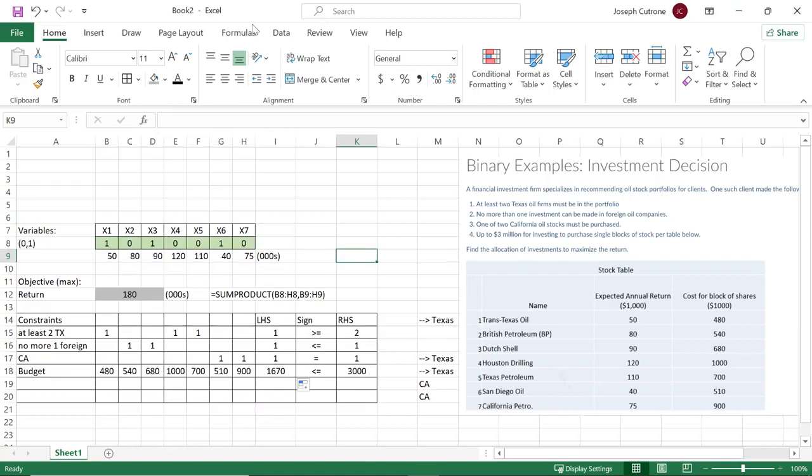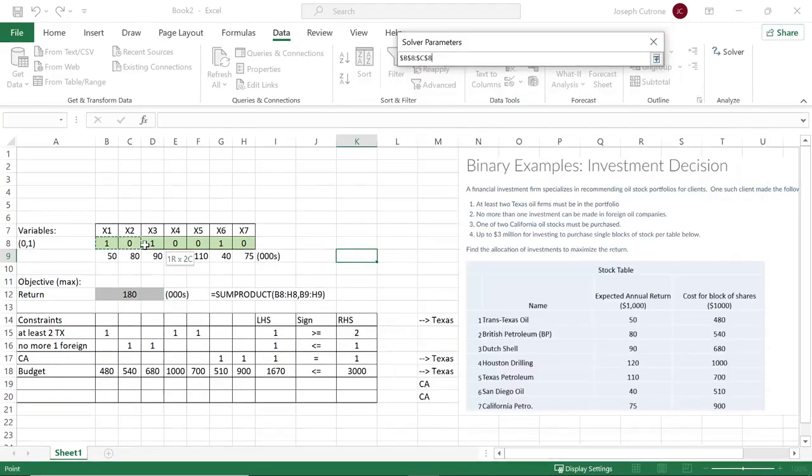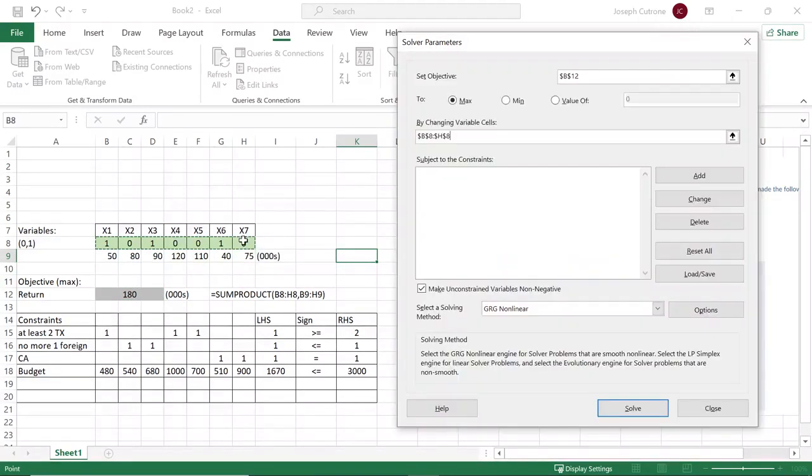Make sure you agree. Data, Solver, the box pops up. Let's set our objective. That is the gray cell. For me, it's in the merged B12. I hope it works with the merge. We'll find out. I want to maximize this cell. This is my return.